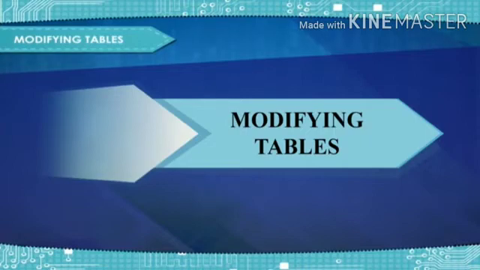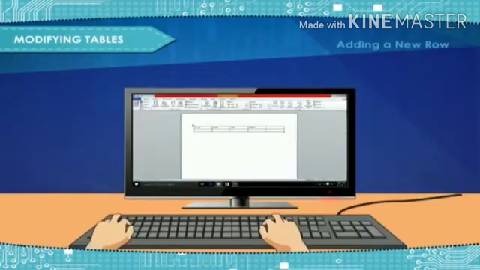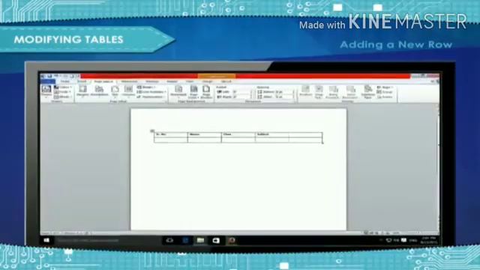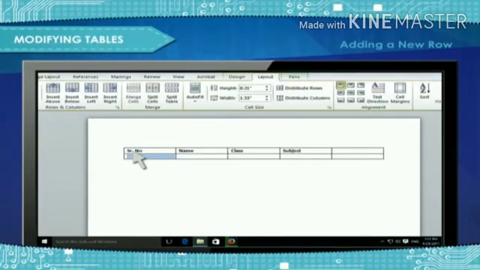Modifying tables. To change the layout of the table, we can perform the following tasks. Adding a new row and a column. Deleting rows and columns. Sorting data. Borders and shading. Adding a new row. Place the cursor in any cell on the row you want to be adjacent to. Now, under Table Tools, on the Layout tab, in the Rows and Columns group, select Insert Above or Insert Below.